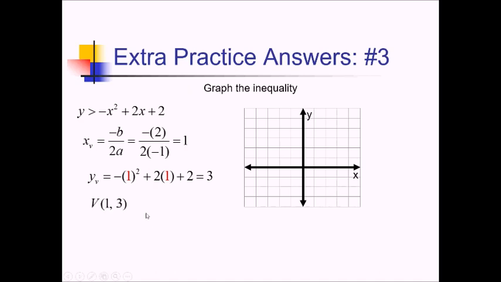Now let's just double check before we graph that. Do we have open or solid dots? Looking at my inequality, there's no equals, so that means we have open dots and a dashed line for our parabola. So we've got 1, 3, open dot right there. And now the y-intercept for this parabola, that's going to be this +2, this constant, this c value at the end there. So that's a y-intercept of 0, 2, which is right there.